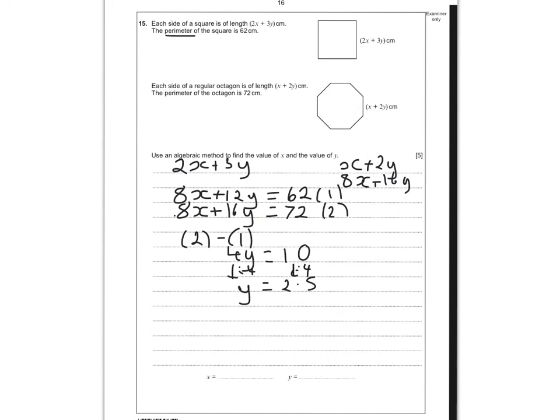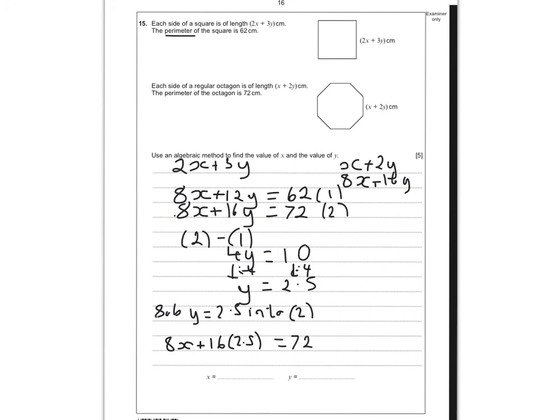Okay, so I've got one of the unknowns, y being equal to 2.5. I now need to find the value of x, so I can substitute that into anything that I like. I'm going to substitute y is equal to 2.5 into equation number 2. So I've got 8x plus 16 lots of 2.5 is equal to 72.